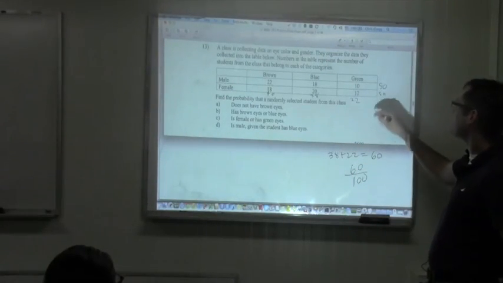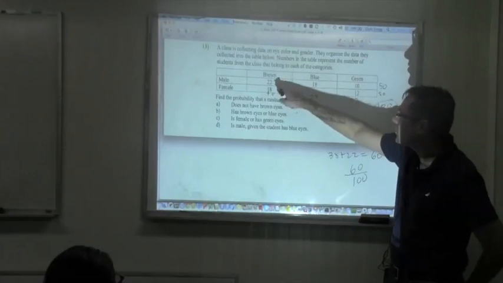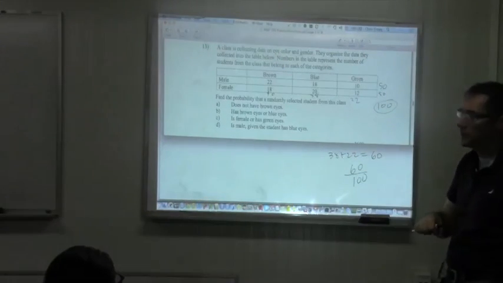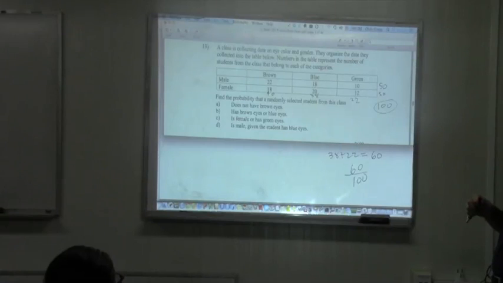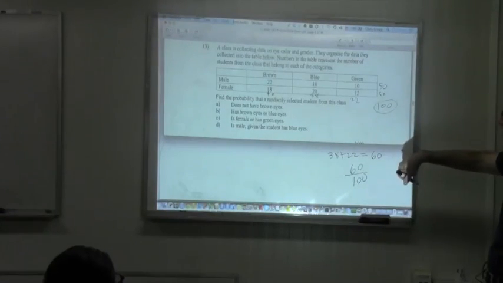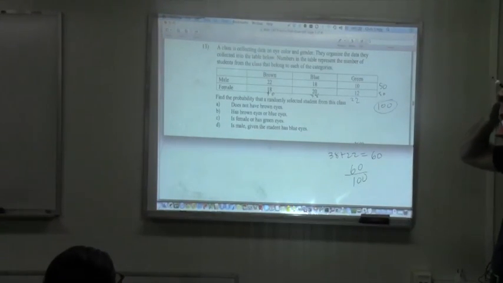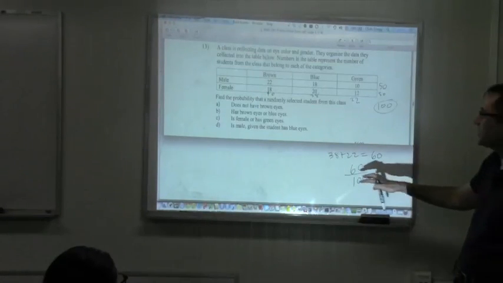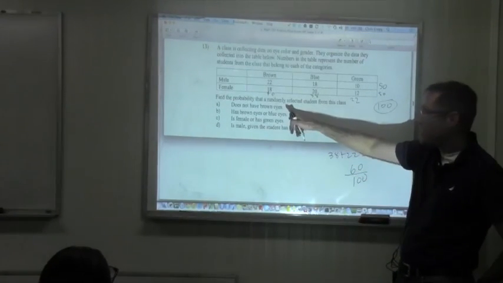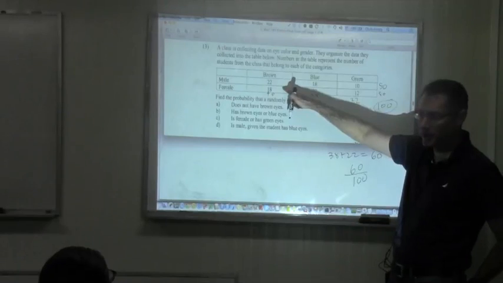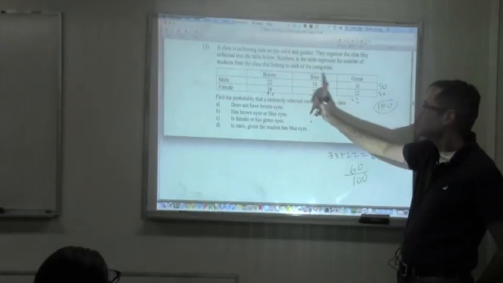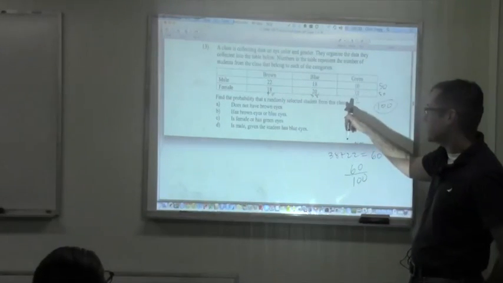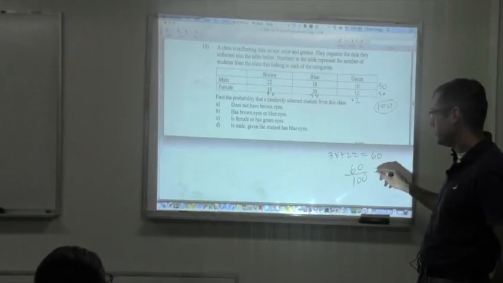How'd you get 100? Because it's 50 males, 50 females. If you add all these numbers up, you'll get 100. For this one, we said does not have brown eyes, so it's just this column plus this column, 60 divided by 100, 0.6.